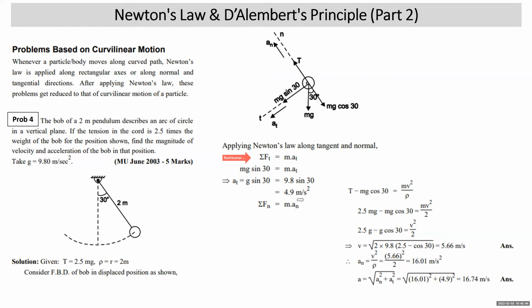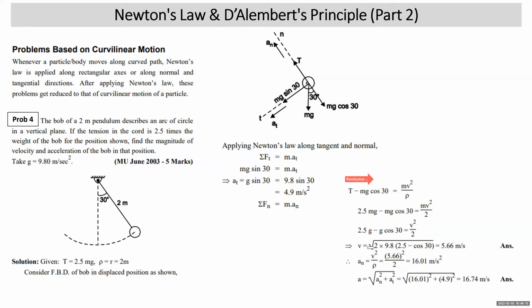Now we apply Newton's law along the normal. When you apply Newton's law along the normal, forces in the direction of acceleration are taken positive. So T minus mg cos 30 is equal to m a_n. This is over here, continuation. T minus mg cos 30 is m a_n. a_n is v square upon rho. T is 2.5 mg, so 2.5 mg minus mg cos 30 is equal to m v square upon rho. Rho is 2 meter. Again, m gets cancelled. 2.5 g minus g cos 30 is equal to v square by 2.